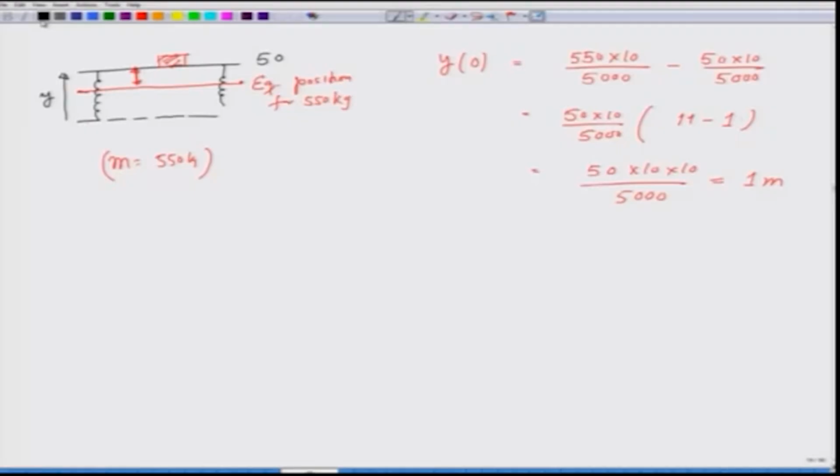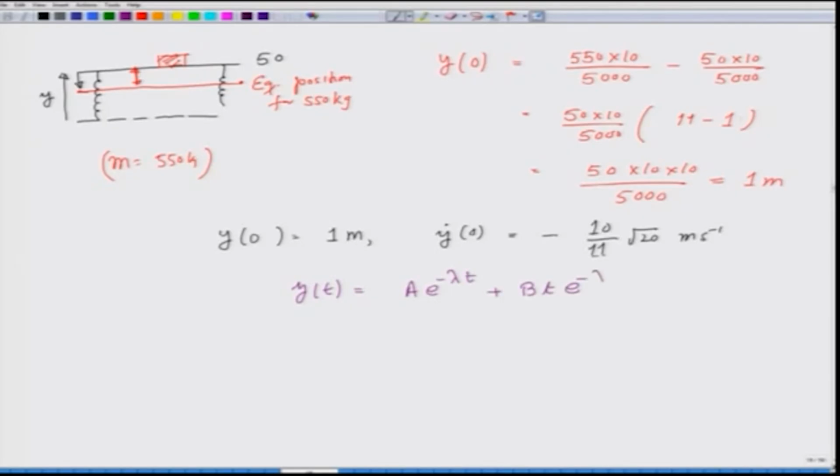So, now the problem is very clear that y at 0 is equal to 1 meter, y dot at 0, the platform is coming down. So, y dot at 0 is minus 10 over 11 square root of 2 meters per second, and since the system is critically damped, displacement y t is given as a e raised to minus lambda t plus b t e raised to minus lambda t.